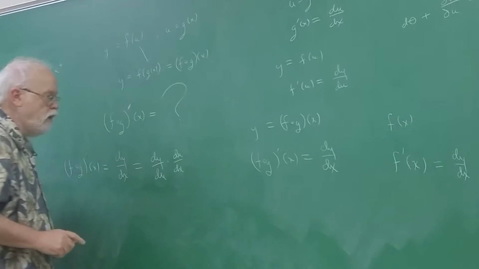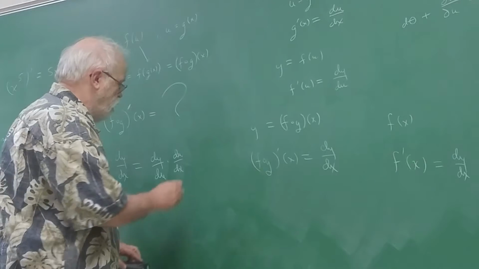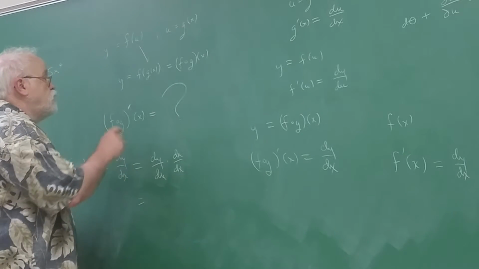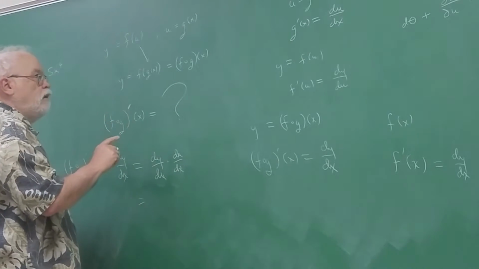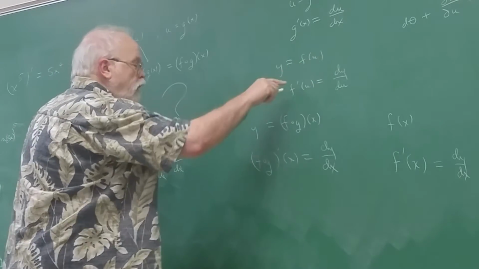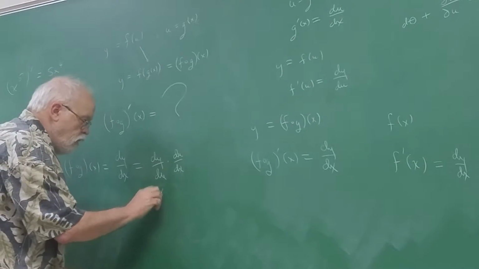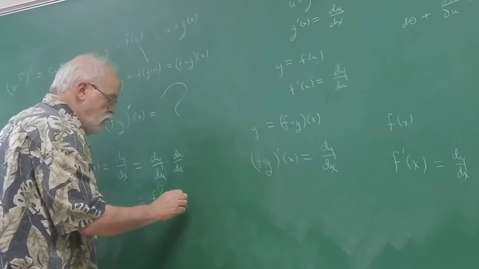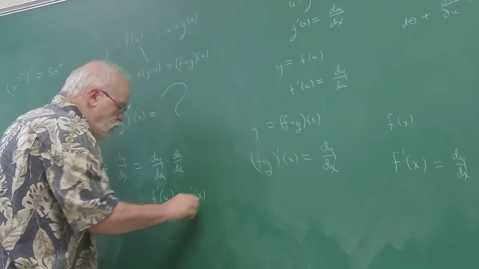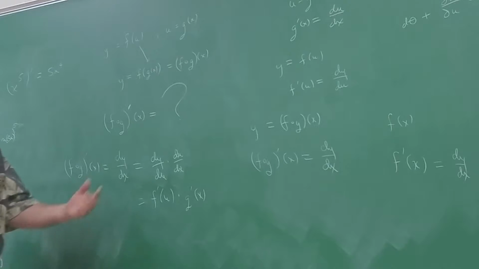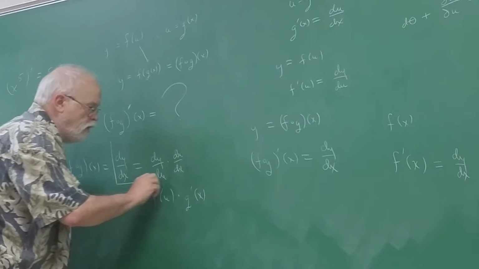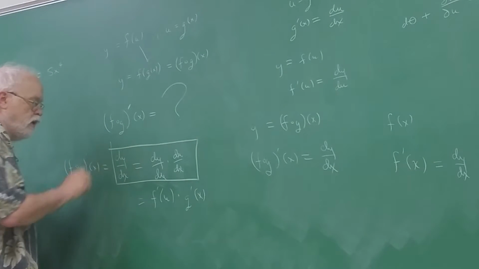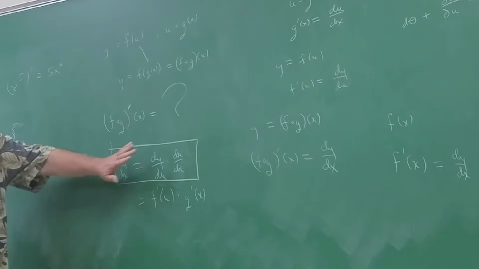And then what was dy du? Dy du was f prime of u. And this other one was g prime of x. And so this is the chain rule formula in Leibniz notation. Nothing can be simpler.